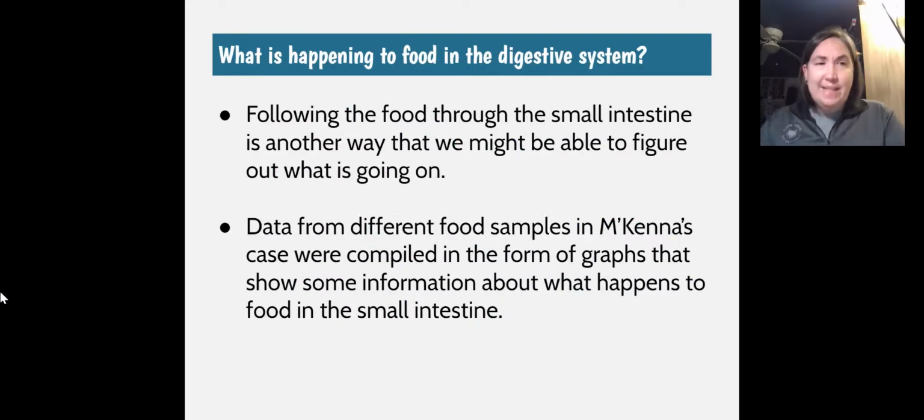So, what exactly happens to our food when it's in our digestive system? Following the food through the small intestine is another way we might be able to figure out what exactly is going on. Data from different food samples in McKenna's case were compiled in the form of graphs that show some information about what happens to food in the small intestine. And these graphs are in your lesson 2 packet.